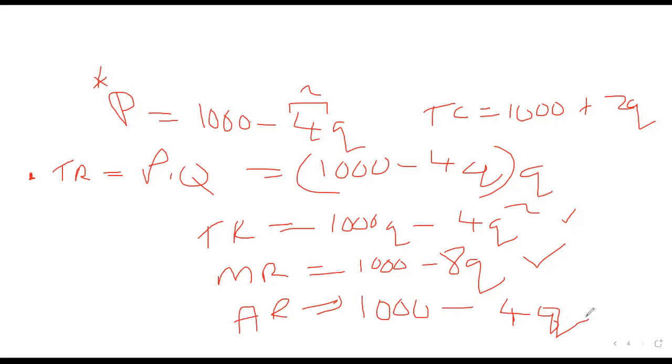Okay. So can somebody tell me now? The other question was asking us, how do we maximize revenue? Who wants to lead us? We equate the marginal revenue to 0. So 1,000 minus 8Q should be equal to what? 0.